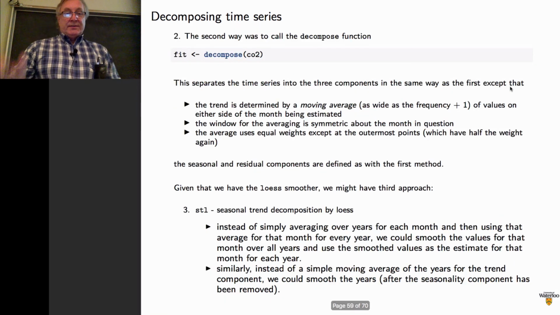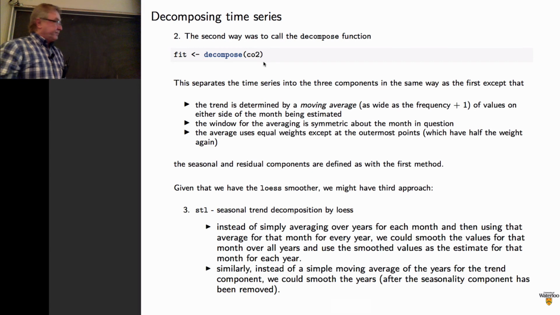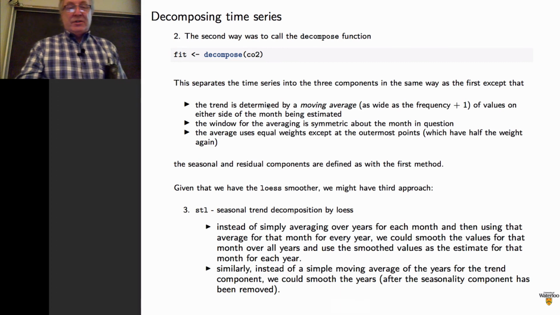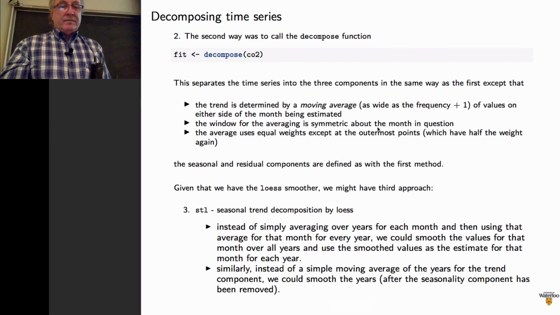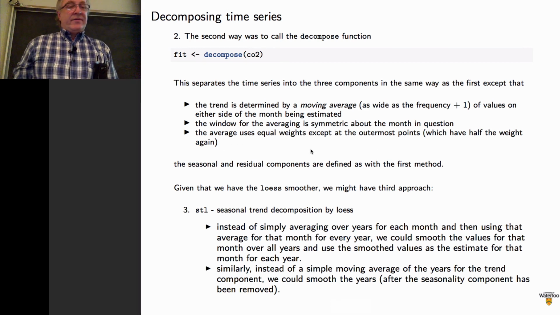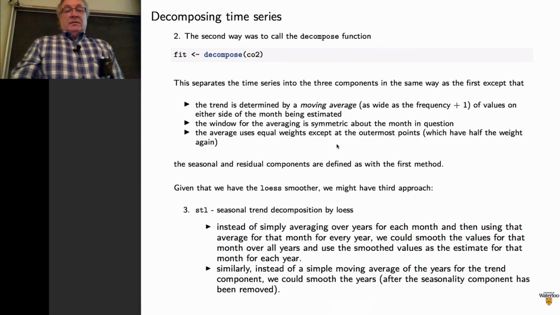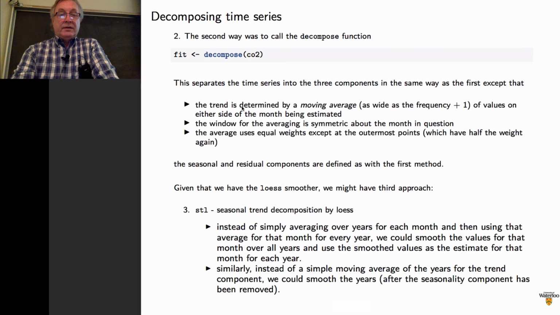And that's what decompose does. Decompose does this exactly as I just said. It's going to take a moving average to get the trend, and use equal weights except at the outermost points where it's going to be half that size. Then you can take the trend away from everything, and then do the averaging in the columns. Just average this and get the seasonal components. Given I've got LOESS, I could do something a little smarter.